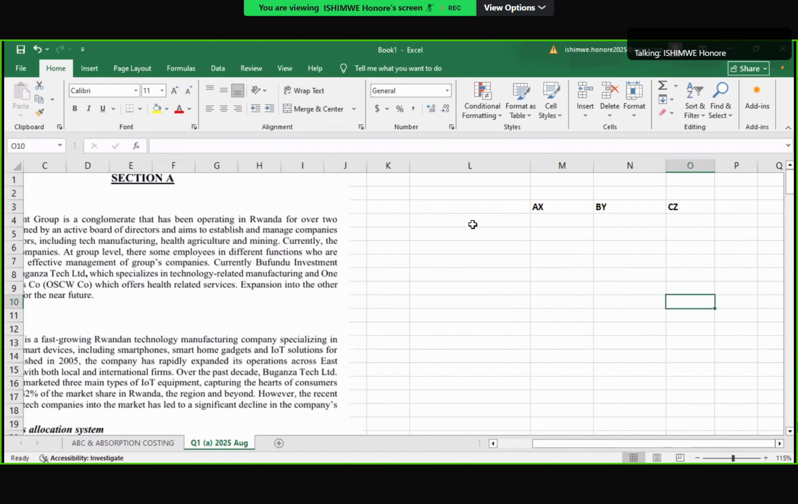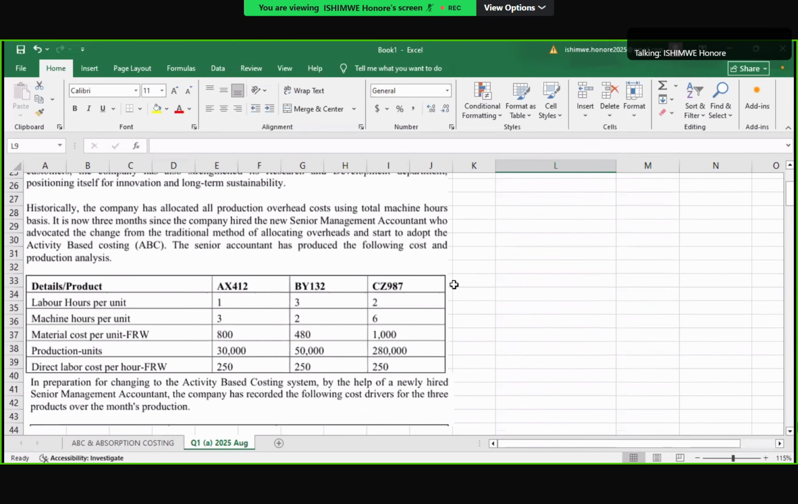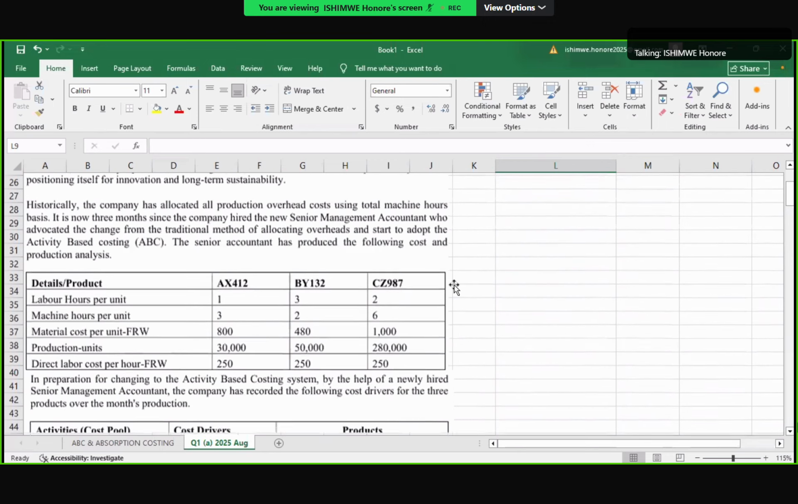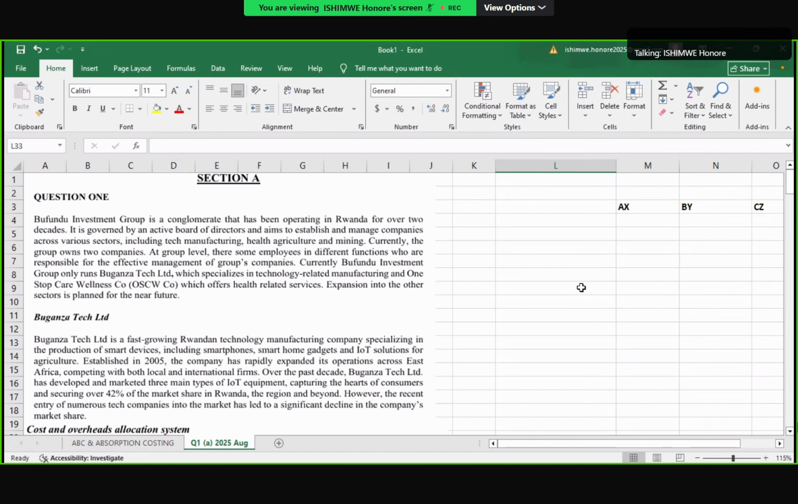Okay. Now, here, what we are doing, we are going to calculate the cost per unit of a product. So for us to determine the cost per unit of a product, remember we need to determine what is direct material, direct labor, direct expense. We go to overheads later.